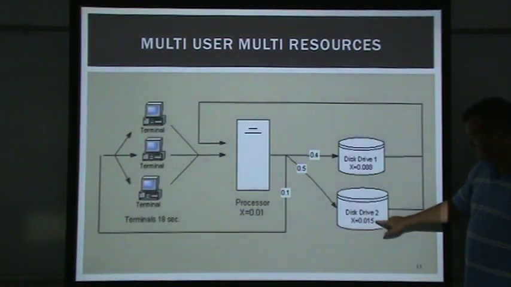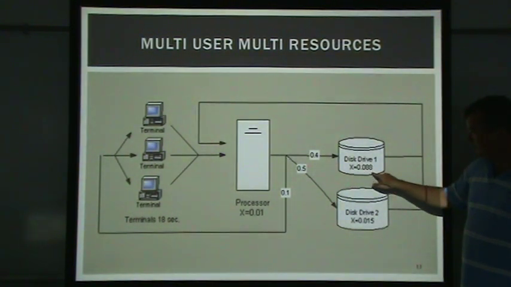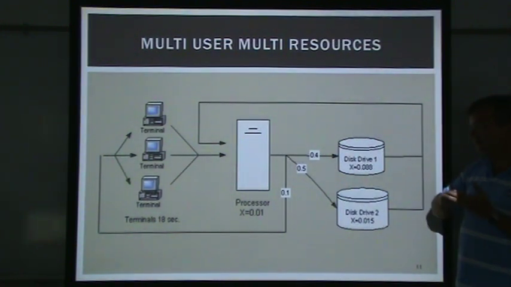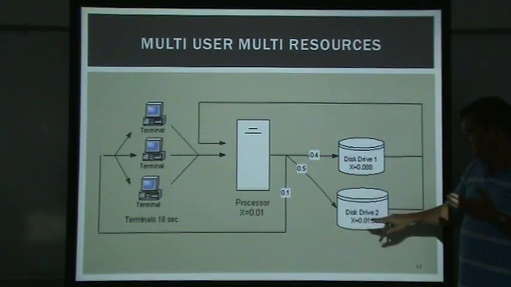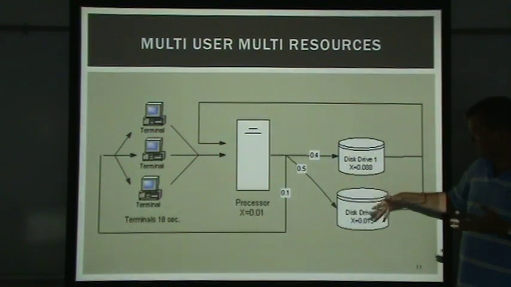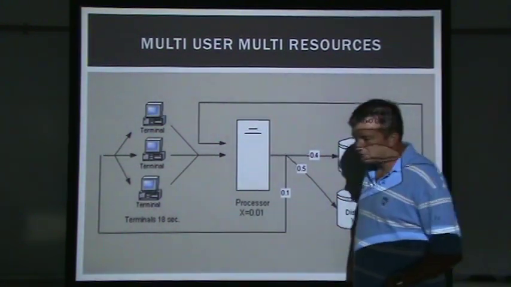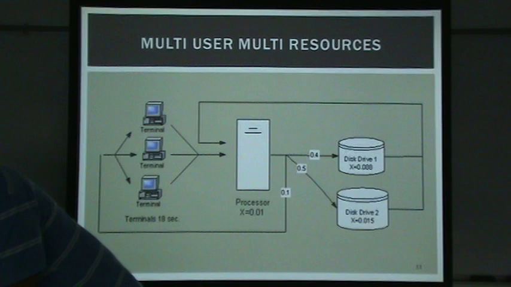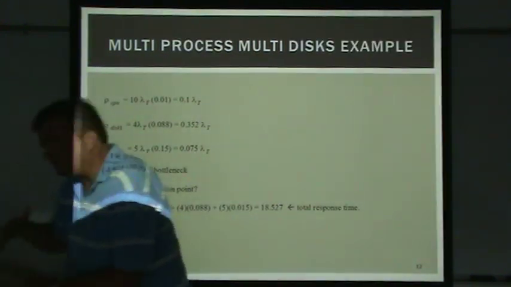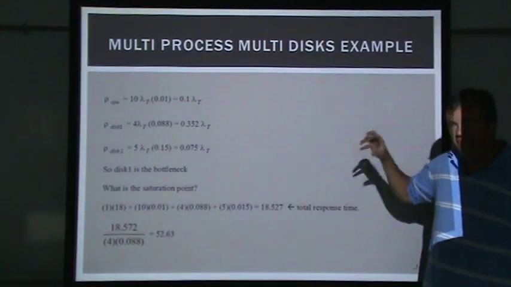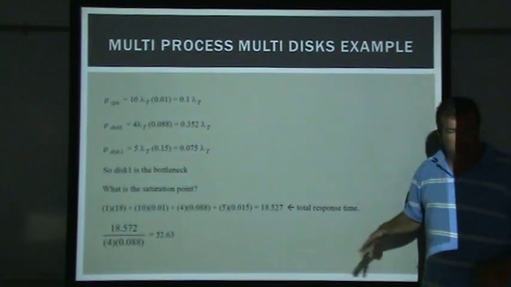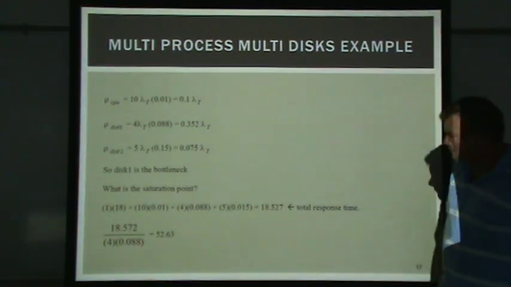So this is a slower, this is the rate, the time it takes to service one job. So this is a slower disk drive than this one. So it's kind of like we have a fast disk drive and a slow disk drive. And maybe our operating system has smaller pages on the one disk drive and bigger pages on the other. That's why one's faster or slower than the other.